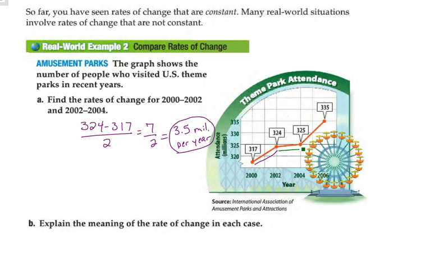Now we're looking at the next 2 years. Again, let's go ahead and look at that rate of change. 325, we're comparing that to 324 over a 2-year period. So look at this, 1/2. So it looks like here we just increased by 0.5 million people per year. Might have been a pretty slow year.